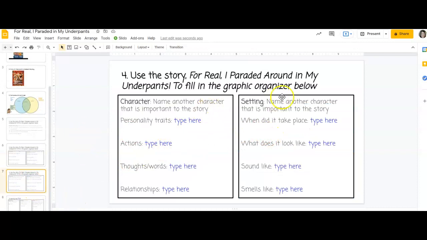Okay? After you've chosen those three or worked on those three characters, then you will come over here to do the setting. When did the story take place? So remember, the setting is not just the where, but it's also the when. What does it look like? What does the setting look like? What does it sound like? What does it smell like? So we're thinking about our sensory details here. The timing of the story is important too, because think about it. If it happened in present day, how would the story be different?